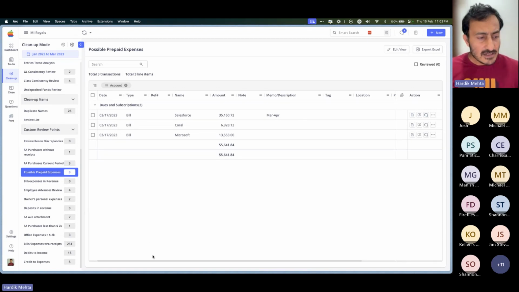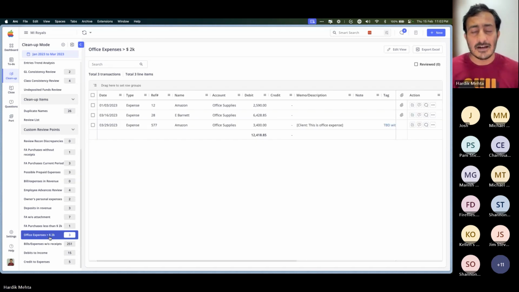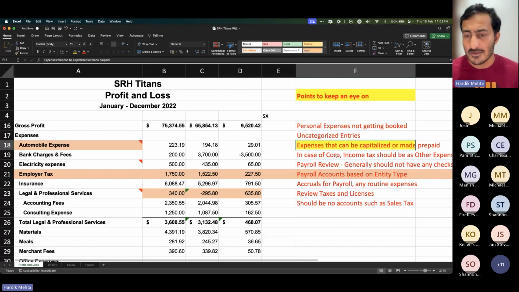Exactly the same way, we also need to check if there are any such expenses in accounts like office expenses, office supplies or repairs. Those are some of the accounts where there can be potential expenses that can be capitalized. Again, you have to have a threshold limit, and for anything more than that, you can decide whether you want to capitalize it or not. So that's another thing we should be keeping an eye on. All right, so that's that.